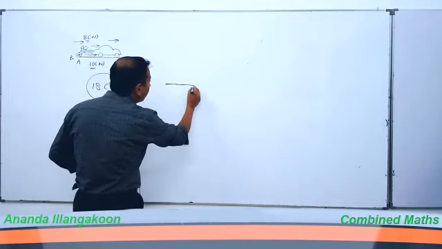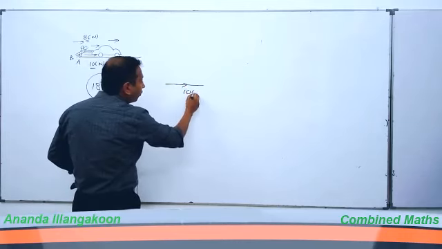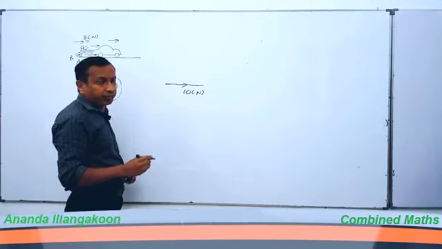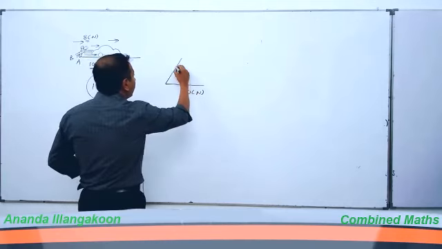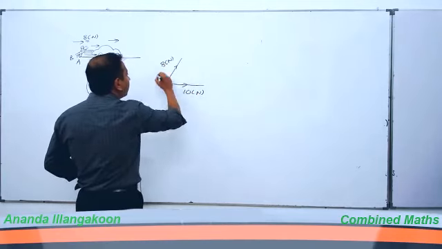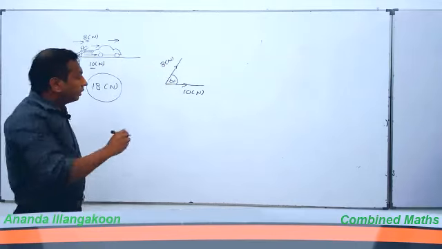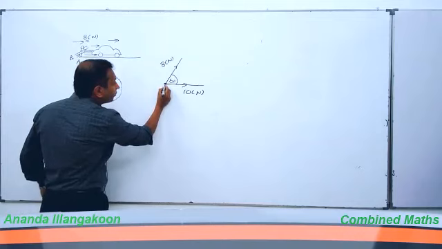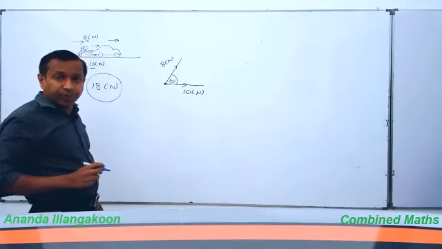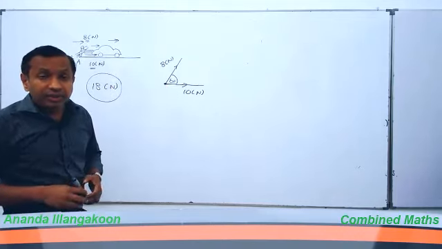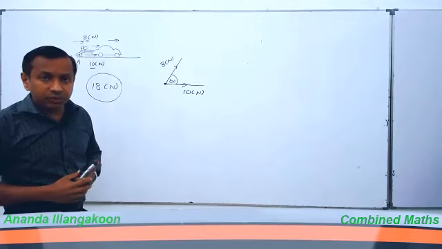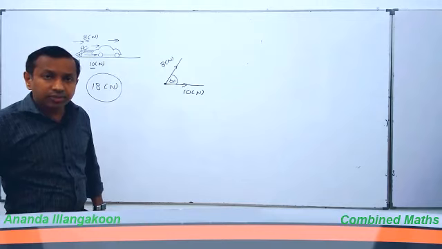When a 10 Newton force acts this way, and an 8 Newton force acts this way, suppose the angle between them is 60 degrees. This is that object. People, there is a method of finding this resultant force. That method is called the Parallelogram Law of Forces.